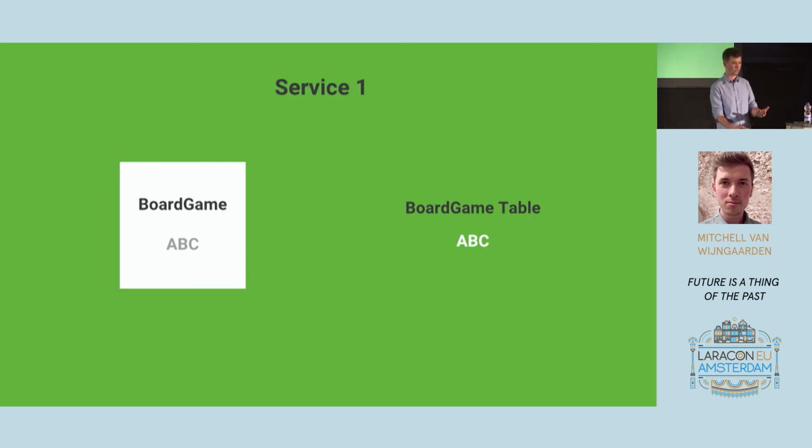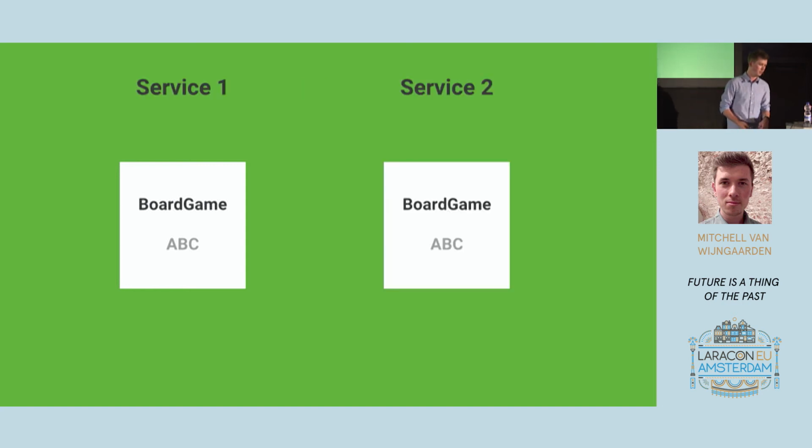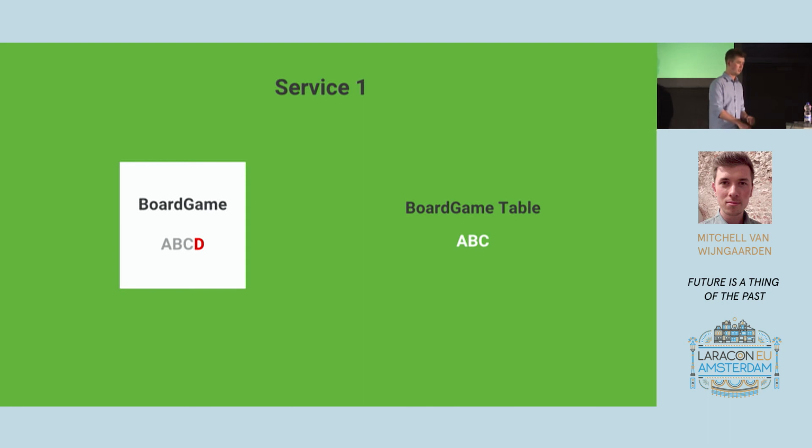And what would this look like actually? The inconsistency is that you would have, for instance, service 1 having the state ABC, like it gets back the latest representation of the board game, and this is a very simplified board game, obviously. And then we have service 2, which also got the latest version of the board game. So at this specific moment, both services have the same representation. But service 1 decides, okay, I need to change this for whatever reason. So it adds a D. So right now it's ABCD.